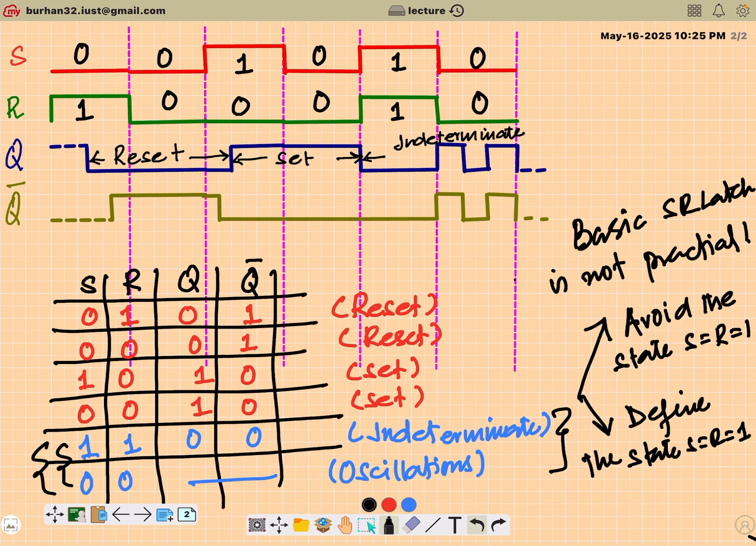The modifications, the new circuits that we'll be discussing, will only try to avoid this condition and define this condition, S equal to 1, R equal to 1. But the basic core unit that stores your bit is the basic SR latch. So it's imperative that you understand the behavior completely.